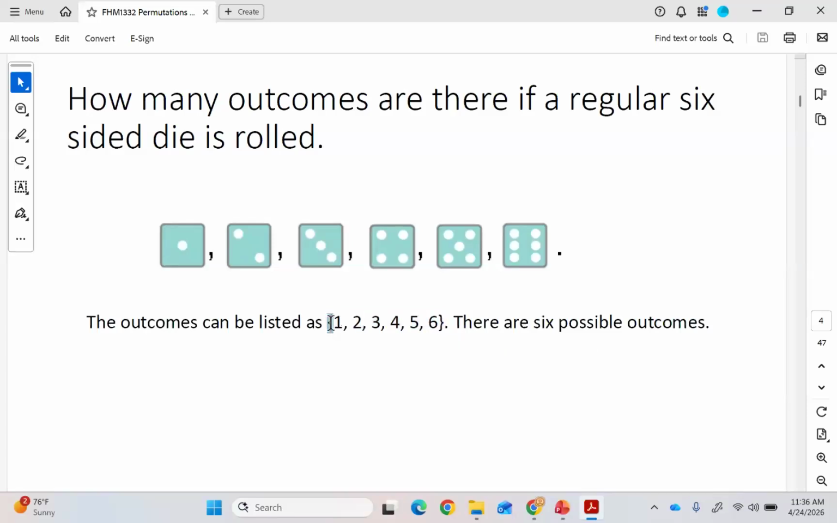And also, those braces are very important. This goes back to sets. At the beginning of the course, we talked about sets. And so the sample space is a set, the set of all the possible outcomes.